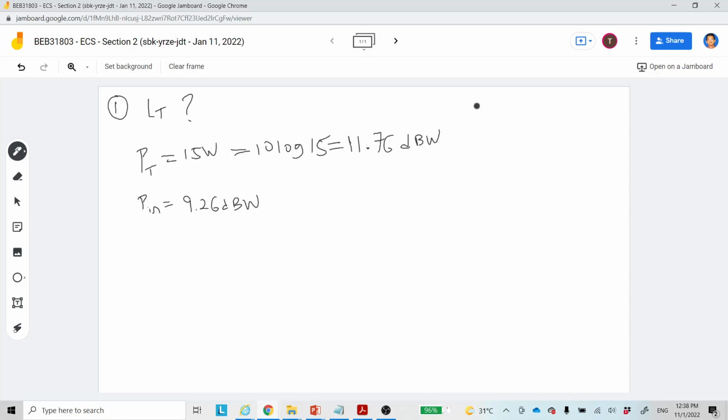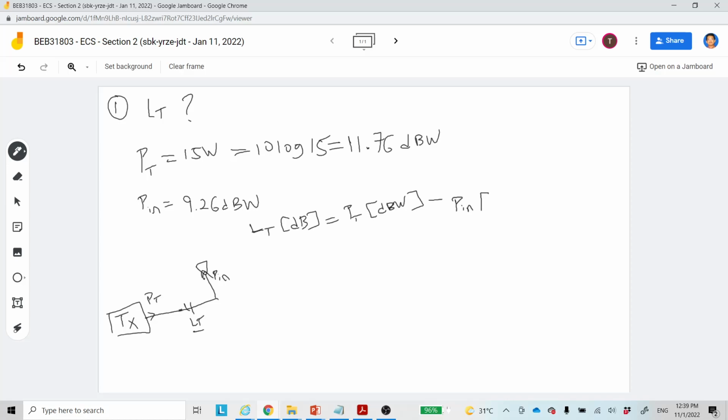Okay. So, sekarang ni kalau kamu ingat bahawa pada transmitter, ada di sini adalah P total, kemudian di sini ada LT, kemudian sampai kepada antena, ini adalah P in. So maknanya LT bersamaan dengan PT tolakkan dengan P in. LT dalam dB, remember kita nak buat tolak, LT dalam dB bersamaan dengan PT in dBW tolakkan dengan P in dBW.